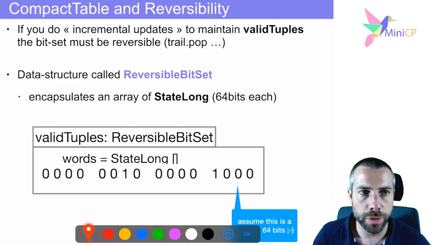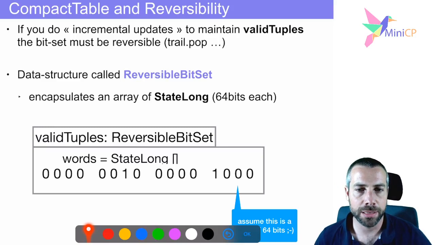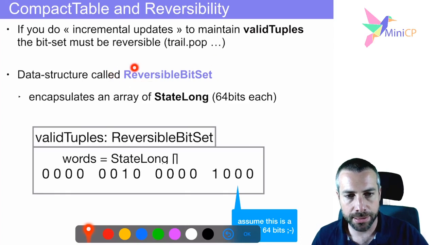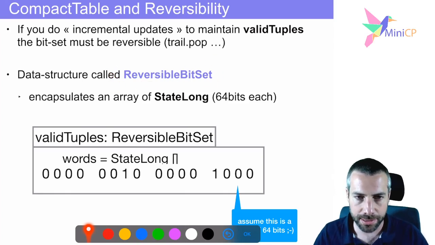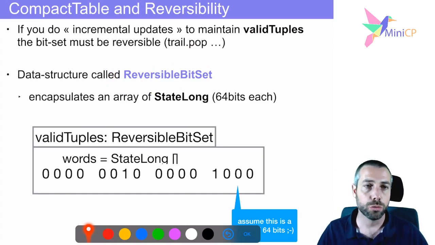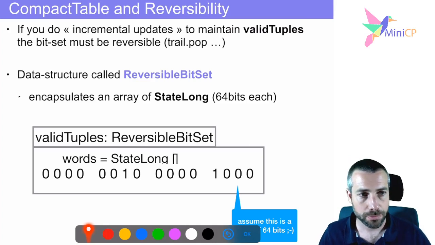In this video, we will see how to store the valid tuples inside the data structure that we will call reversible bitset. It's a way to encode a bitset data structure, a standard bitset, but it needs to be reversible and it needs to perform the operations of the logical AND for the intersection and the logical OR for the unions of the bitsets very efficiently.